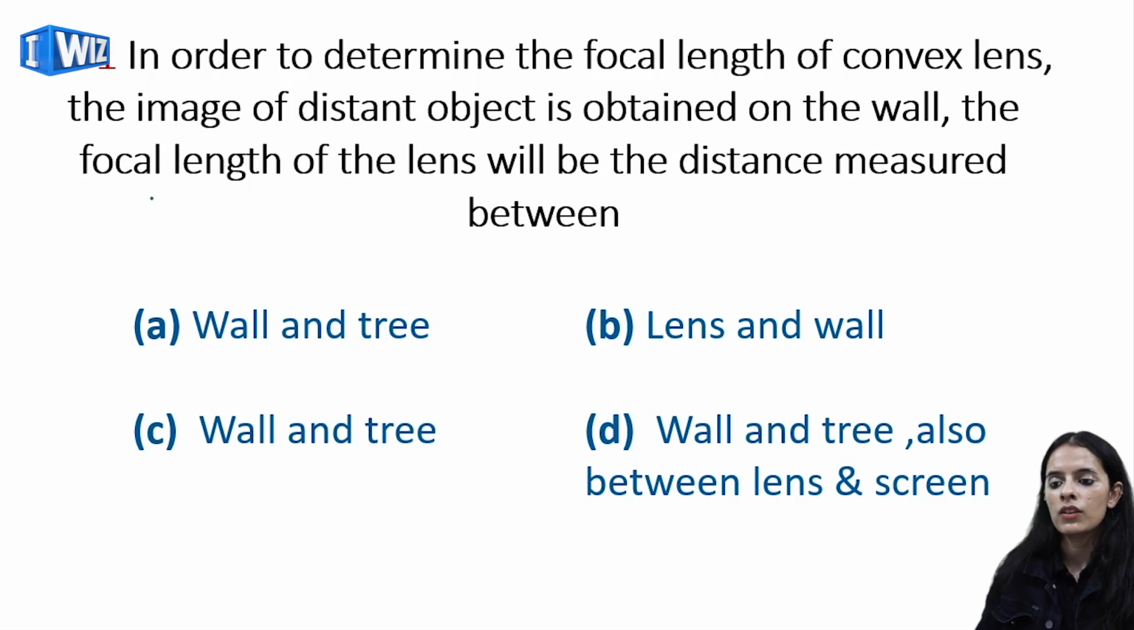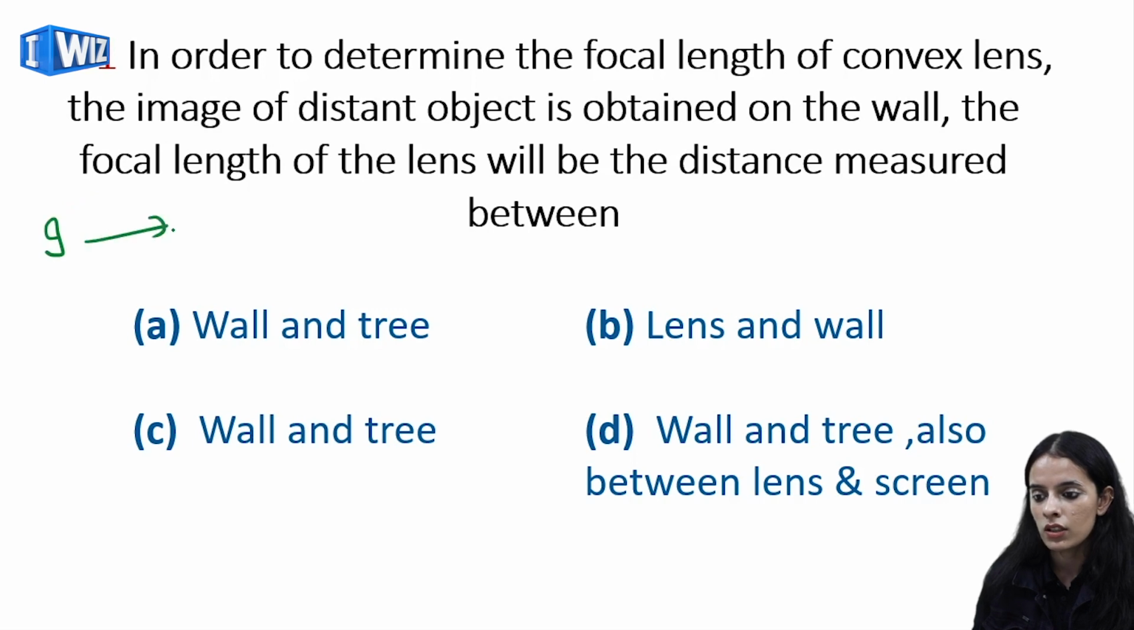In order to determine the focal length of a convex lens, the image of a distant object is obtained on the wall. The focal length of the lens will be the distance measured between what? As the image is obtained on the wall, there must be an object, a ray of light. Wall and tree, you have to tell what the focal length is. How will you measure the focal length? You know what the focal length is?